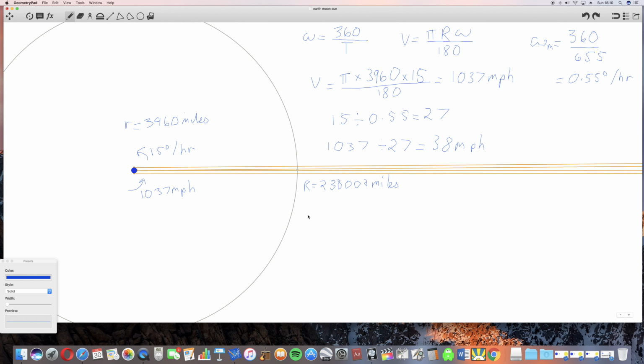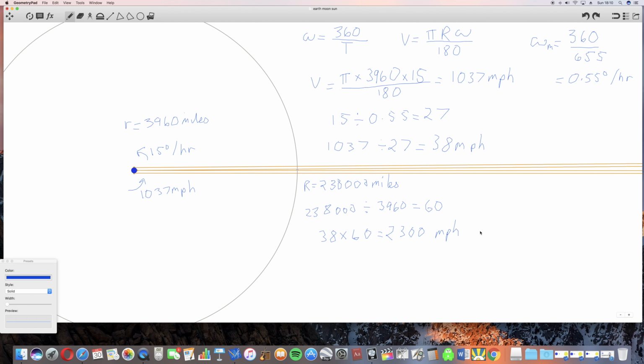Okay? So, if we do 238,000 divided by 3960, you get 60. So the radius that the moon is moving in is 60 times bigger than the radius that a point at the equator is moving in. So we then multiply 38 miles per hour by 60 to get the speed that the moon's moving at. So you do 38 times 60. And that gives you about 2,300 miles per hour.